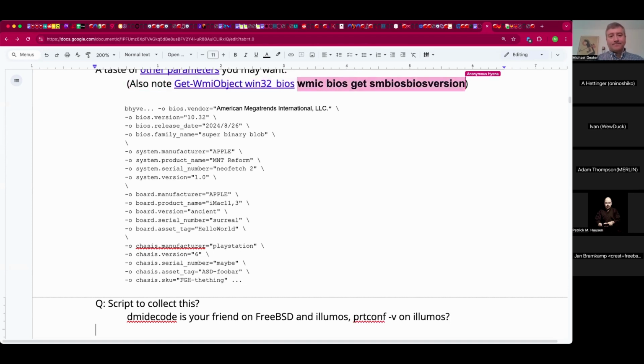Yeah, PRT conf dash V tells you like everything. It is a huge dump. Oh, sweet. Good. Oh, yeah, right. WMIC is not a standard command. You have to install it. Oh, well, I think it's around nowadays, but if you're on a Windows 7 machine, there are countless utilities that did not exist back then.